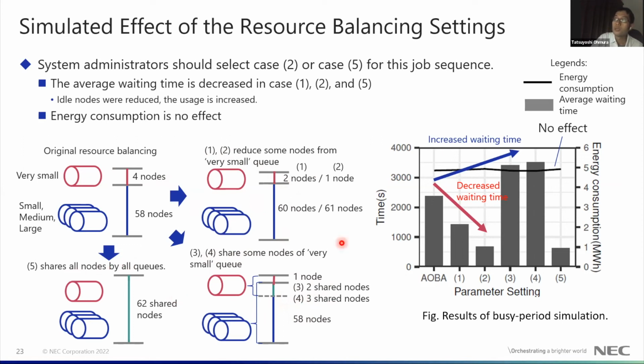The right figure shows the waiting time and energy consumption for each case. In case 1, 2 and 5, you can see that the waiting time is reduced. In case 3 and 4, there is no effect of changing the setting on the waiting time. In all cases, there is no effect on power consumption. Next, we will further discuss the effect of more aggressive power saving in case 2. This is to clarify how parameter tuning combined with resource balancing can change the waiting time and power consumption.